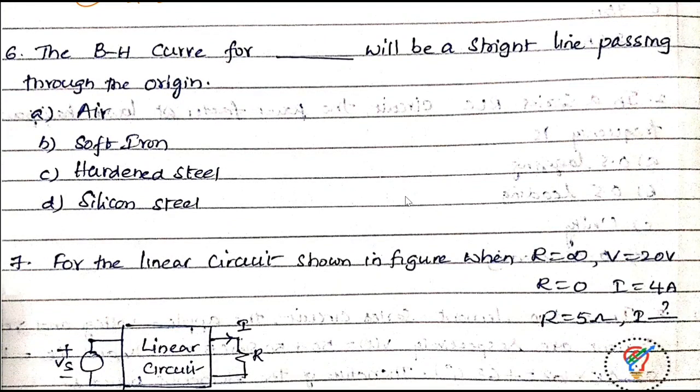Next one: the BH curve for dash will be a straight line passing through the origin. Here the options are given. The BH curve, so let me take H here and B here. Magnetic flux density, magnetic field intensity. The curve is linear, that means no saturation. No saturation means it's air only. So an air core coil will have no saturation, right? Next one.